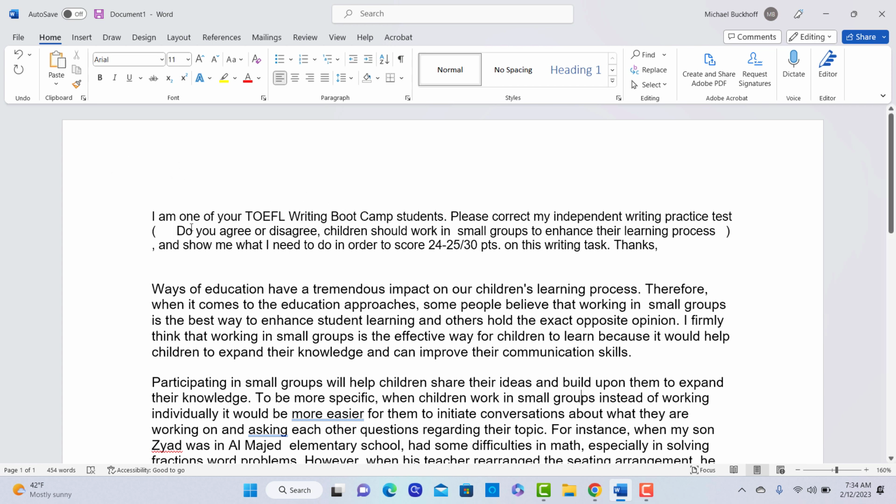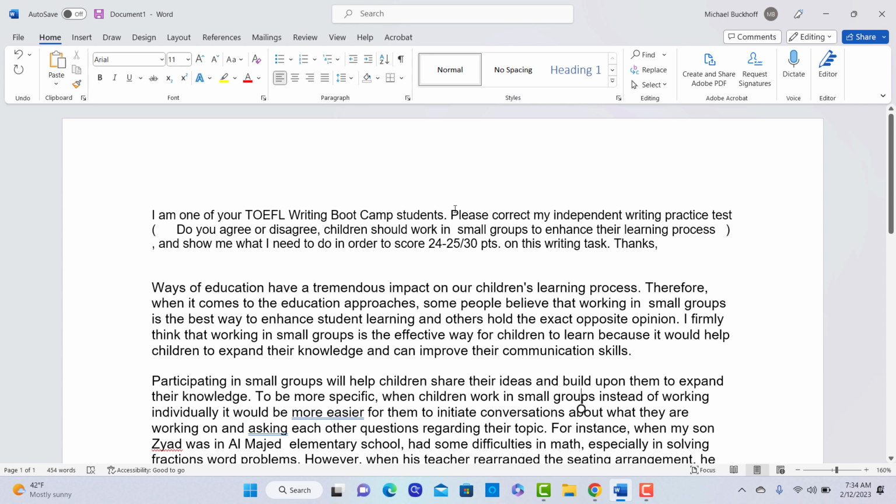Okay, so the prompt here is: do you agree or disagree? Children should work in small groups to enhance their learning process. Then you put, please correct my independent writing practice test and show me what I need to do in order to score 24 to 25 points on this writing task.